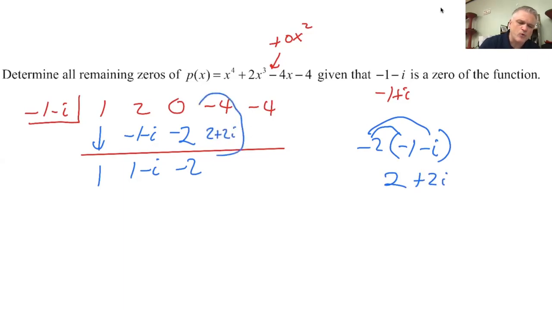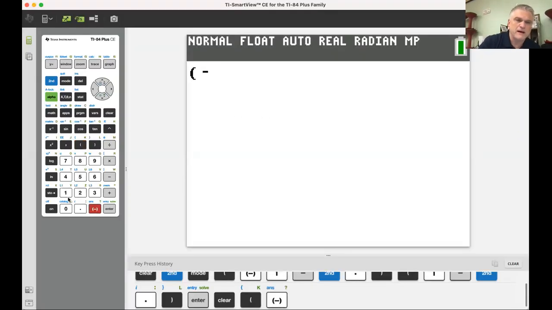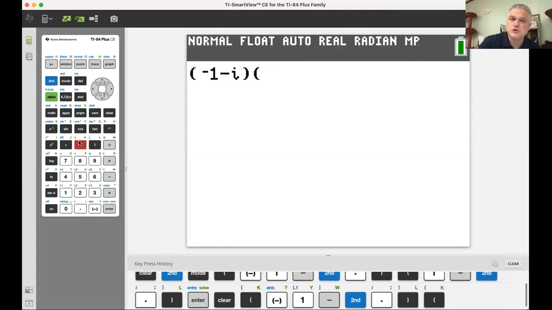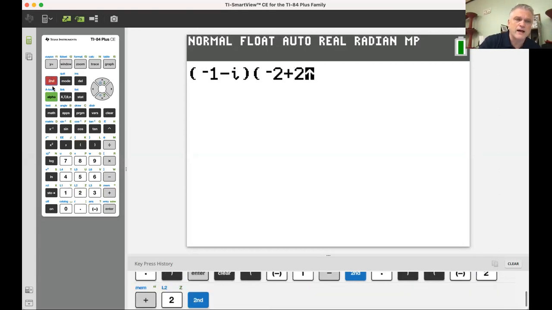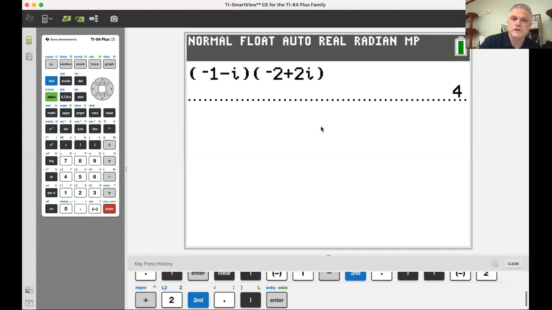Now we're going to add -4, which means we have to add -4 to the 2, because those are the only 2 like terms in that column. So -4 plus 2 is -2. Bring down your +2i. And then we're going to multiply -1 minus i by -2 plus 2i. So -1 minus i, with i being 2nd decimal point. I'm going to multiply that by -2 plus 2i. So make sure you hit the negative sign, not the minus sign. Okay, -2 plus 2i, with i being 2nd decimal. All right, and that equals 4, which will make sense in a second.